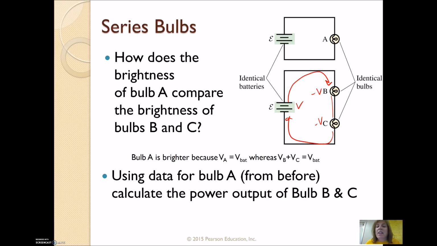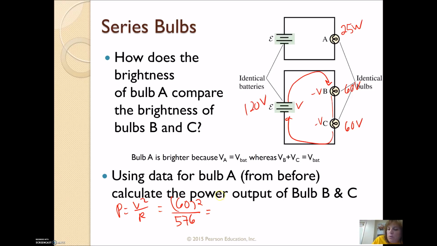In fact, what if we calculate how much power bulb B and C has? Before we said that this was a 25 watt bulb. Well, how do we do that? If this is a 120 volt source and these are equal bulbs, that means that this is going to be 60 volts and this is going to be 60 volts. They're equal resistors, so they're equally splitting the voltage. So if power is V squared over R, then we take 60 squared, because it's split between the two, divide by the resistor, 576, and we get 6.25 watts. Wow, that's not even close to 25.